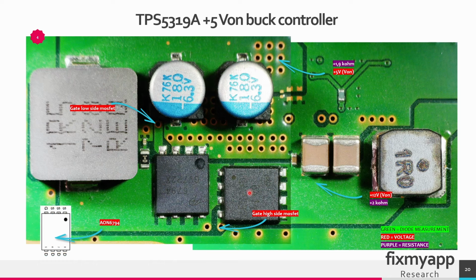The high side MOSFET has a different part number than the low side MOSFET. The low side MOSFET will be turned on longer than the high side MOSFET, and because of that the current passing through this MOSFET will be higher, and that's why this part number has to endure larger currents.